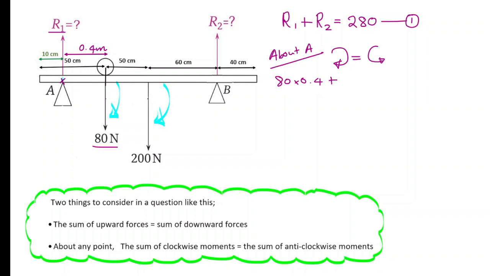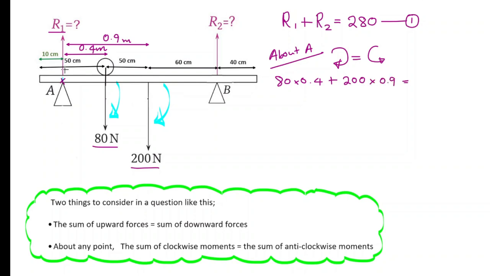Add the 200 newton force. I need to find the distance. And I can clearly see this distance now is 0.5 meters on top of this. That is 0.9 meters. Or this is 100 centimeters from the end. And from this you need to take away the 10. So 0.9 meters. And the force is 200 newtons. So 200 multiplied by 0.9 moments.